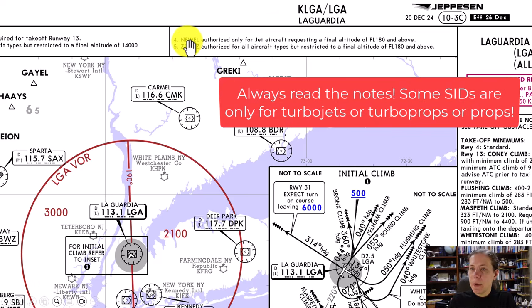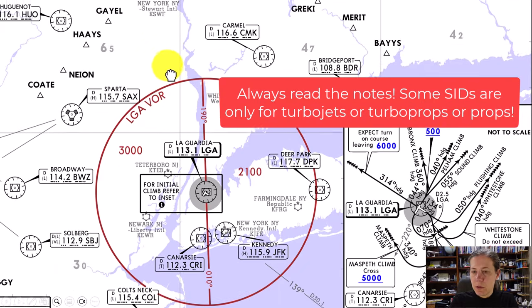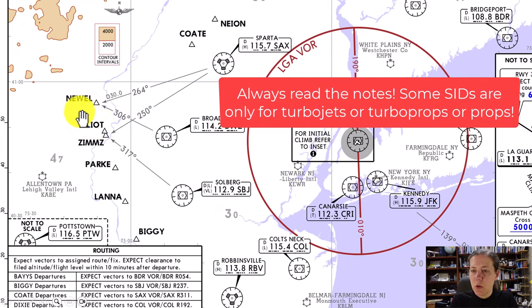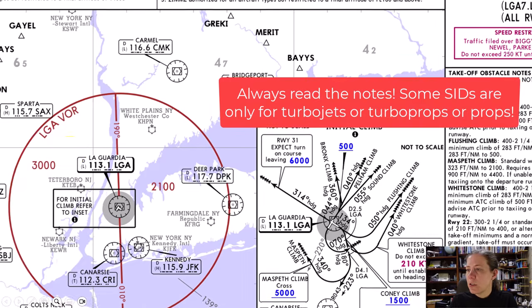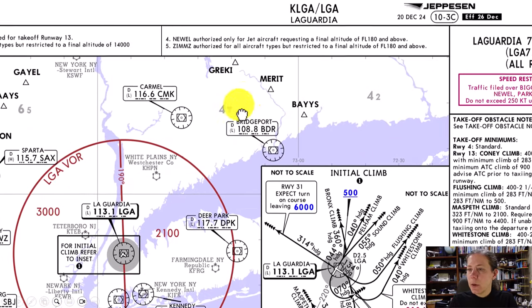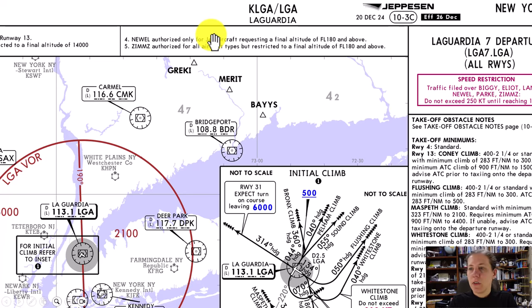If you want to end up at Newell, that is only for jet aircraft that are going to flight level 180 and above. Okay, so if we take a look at the whole departure, there's Newell. So if you're intending to do LGA 7 Newell, you better make sure you're only a jet aircraft. So this is not for any turboprop type aircraft.